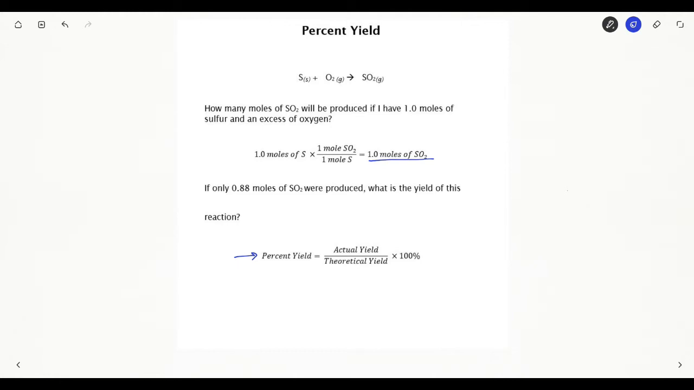So for this question, my actual yield is my 0.88 moles of sulfur dioxide, and that was given to me. My theoretical yield I calculated with my stoichiometry, and that is 1.0 moles of sulfur dioxide. So my percent yield for this reaction is 88%.